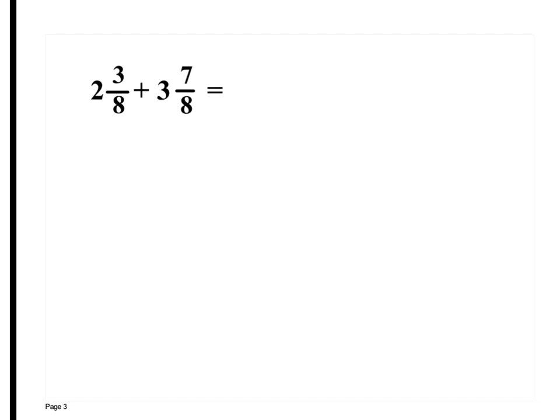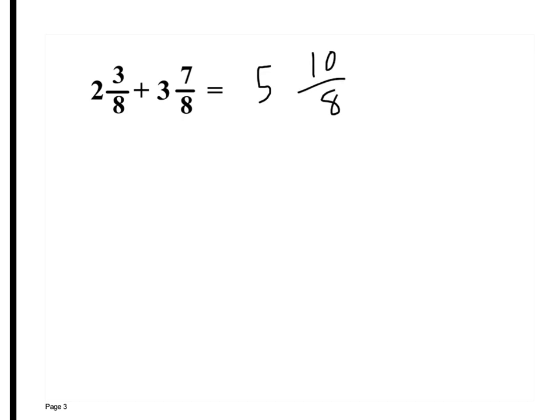All right, so we have 2 3/8 plus 3 7/8. When you have like fractions in addition, there are several ways of doing it. I'm going to show you both ways today. When you're adding, I think the easier way is to do it this way, where you add the numbers in front. 2 and 3 is 5. And then add fractions. 3 plus 7, which is 10 over 8.